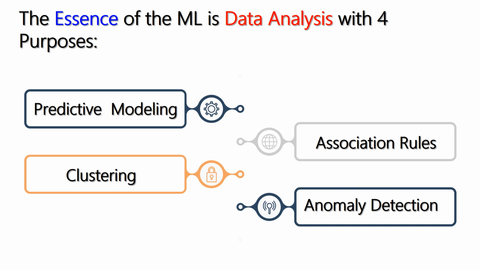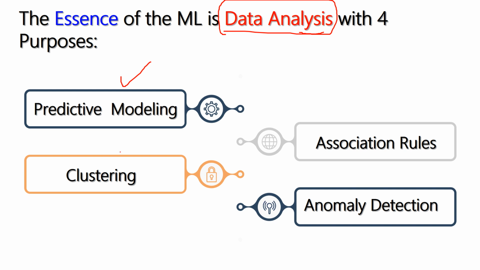And the essence of machine learning is data analysis with four purposes, okay? The first one is called predictive modeling, prediction, okay? Remember, data analysis is very important, especially in modern times, where they call it big data. So AI is a machine that can learn from big data, okay?